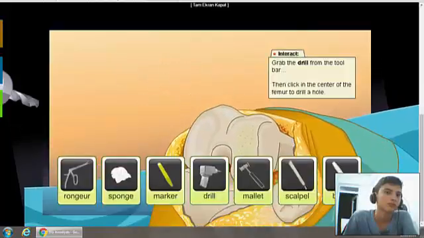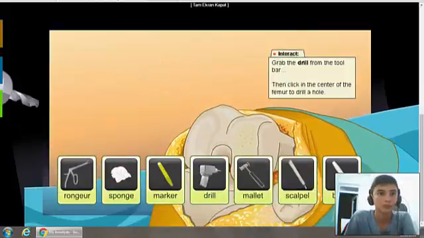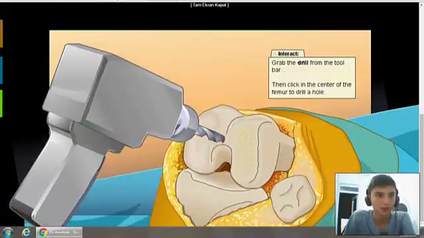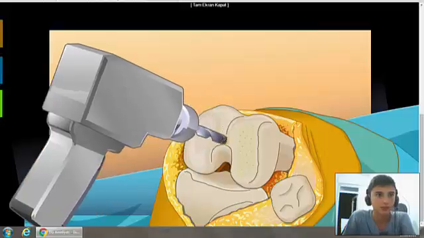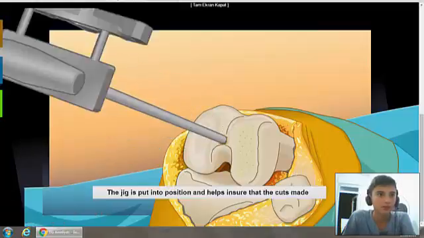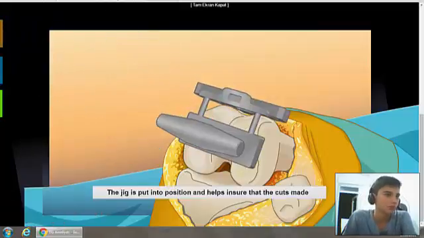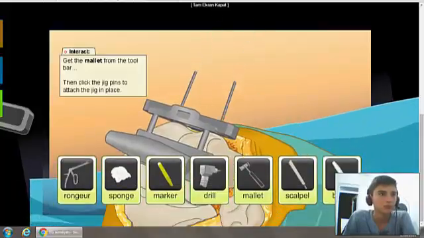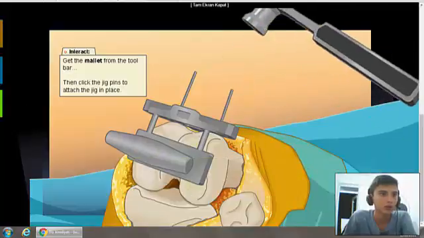A hole must be drilled inside the femur to set up the distal femoral cutting jig and alignment device. Matkap. The jig is put into position and helps ensure that the cuts made to the bone are exactly what are needed. Now hammer in the pins to hold the jig. Çak bunlara.